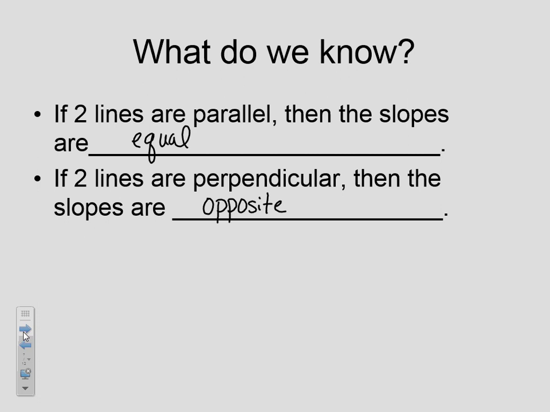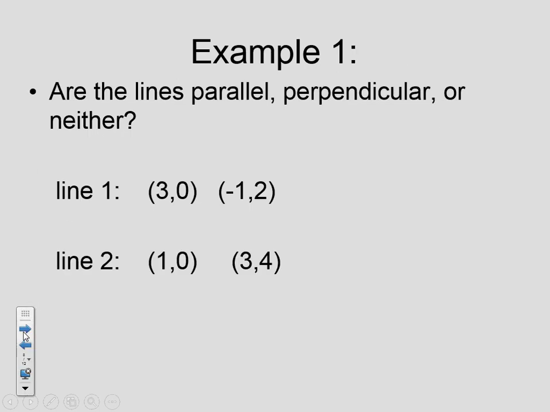So opposite in sign, one positive, one negative, as well as reciprocal. You saw that in the 1/2 and the 2 over 1. So opposite and reciprocal. Sometimes this is referred to as negative reciprocals because one's positive and one's negative. Okay, let's take a look at an example of this.